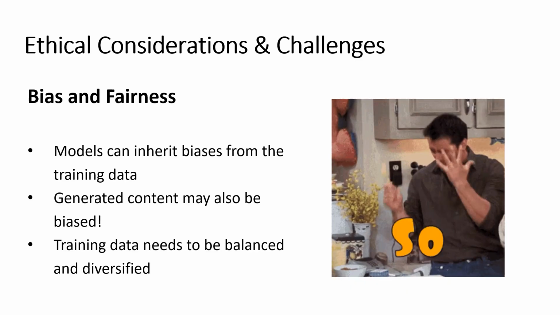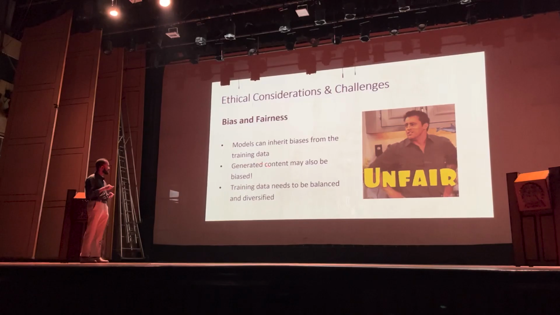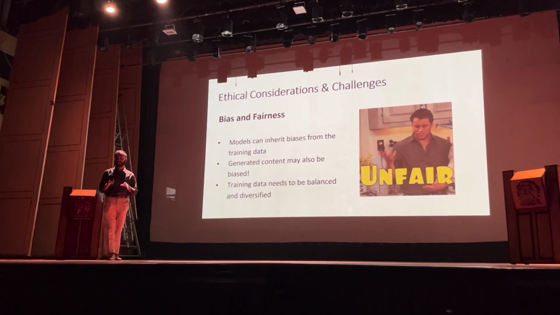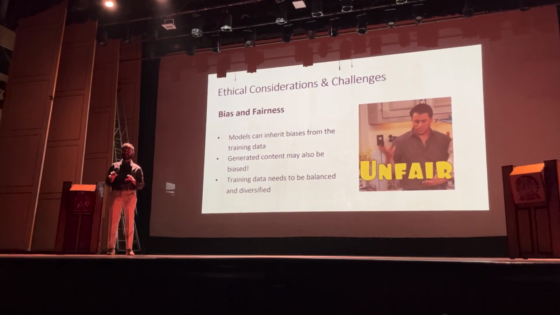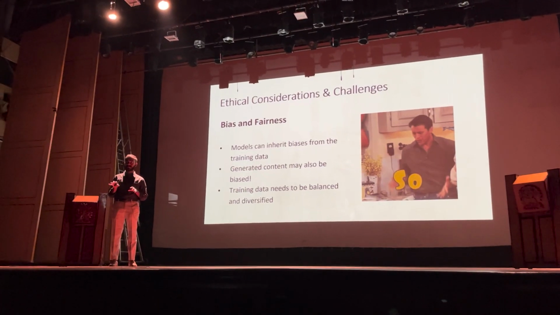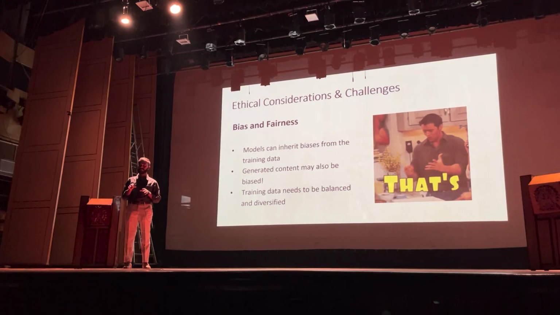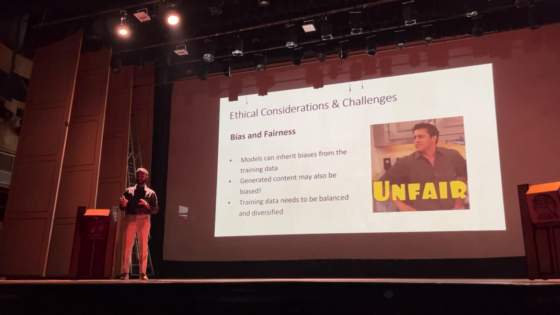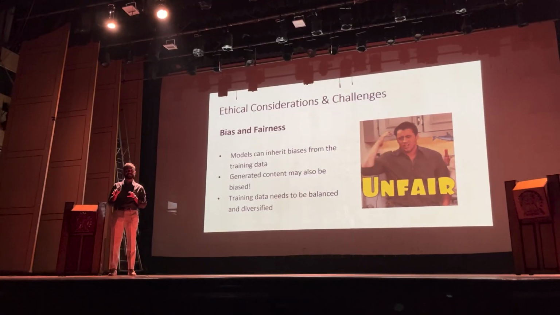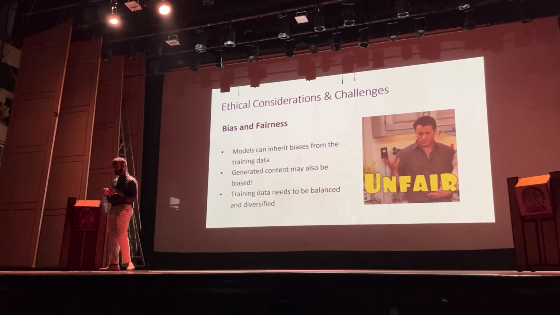The third thing is bias and fairness. Models can inherit biases from the training data. For example, let's say I have a data set of cats and dogs. For cats, I had 100 images, and for dogs, I had 10 images. Now, even if I ask it to generate a dog, it will look very similar to a cat because there's a bias in the data itself. It won't look good. It will look really bad. Trust me, I've seen it.